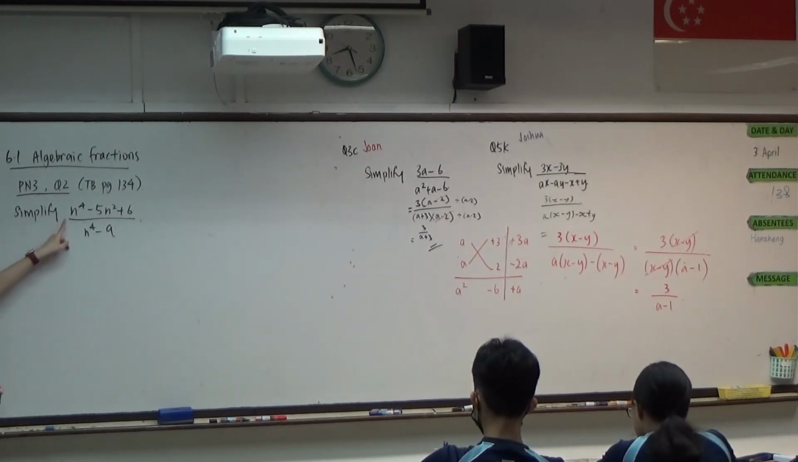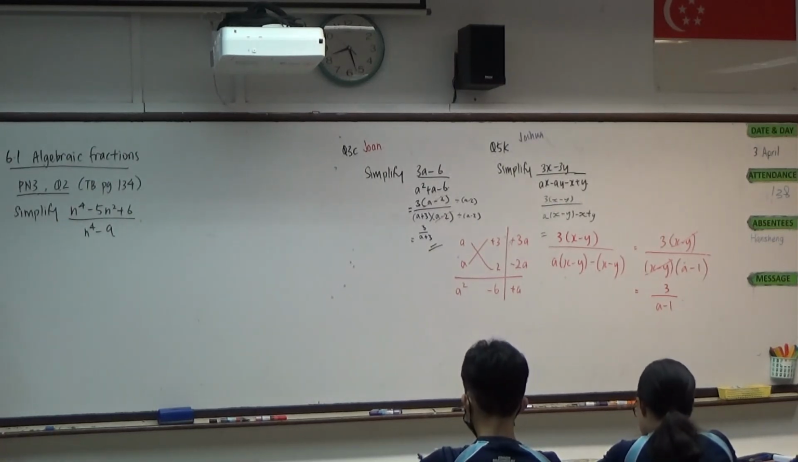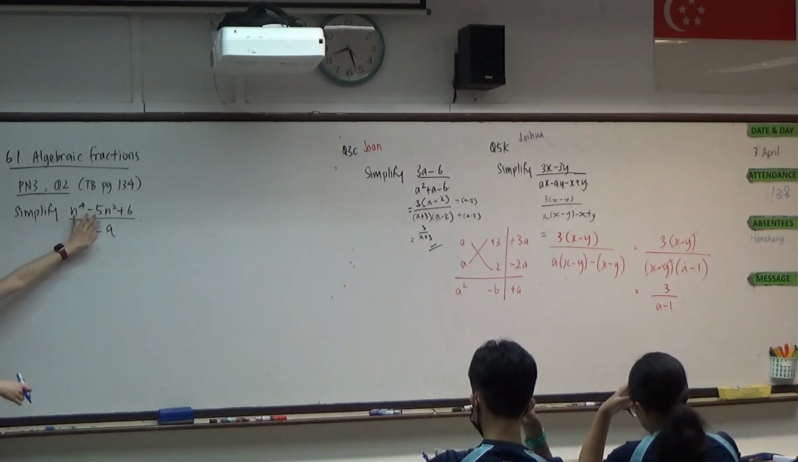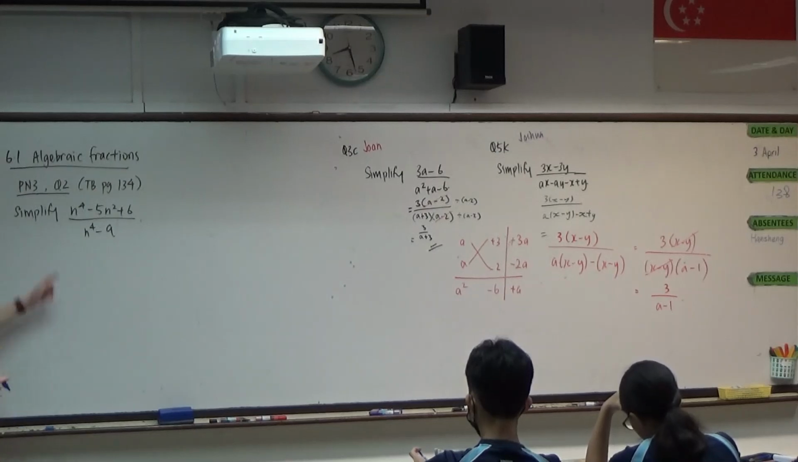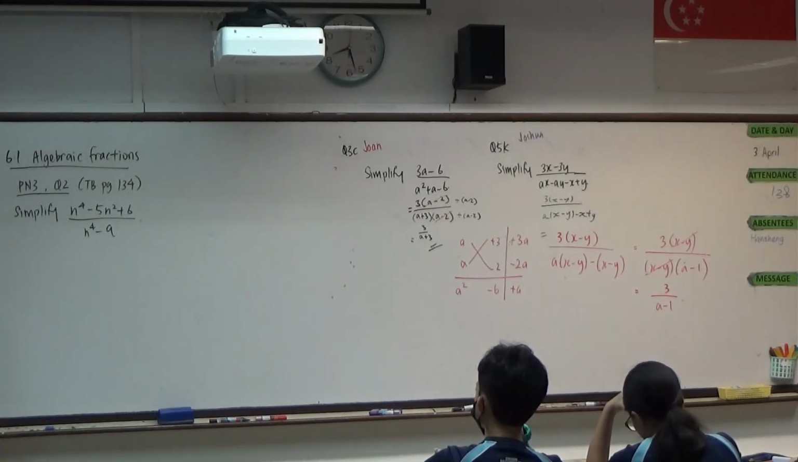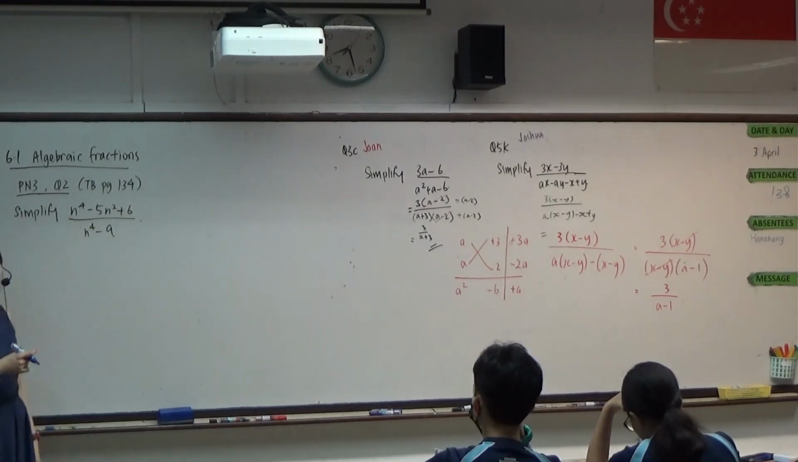We have n to the power of 4, right? And then minus 5n squared plus 6. I think I need us to agree that our numerator is not quadratic, because quadratic means the highest power is 2. The highest power now is 4, so this is not quadratic. So it seems that we cannot do our cross method.